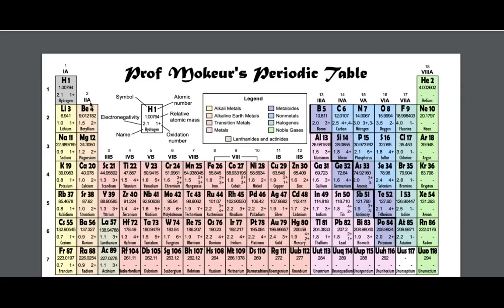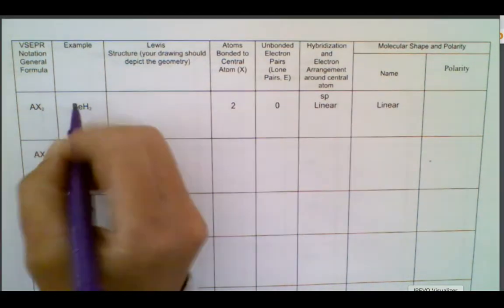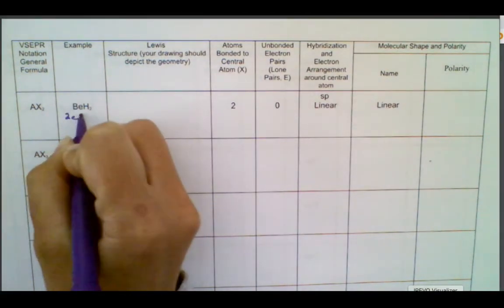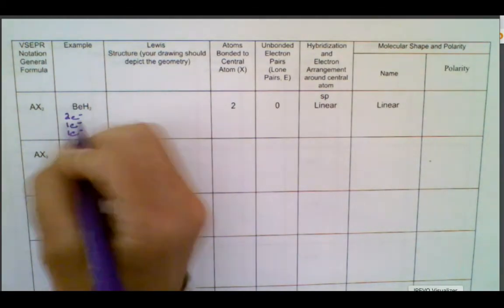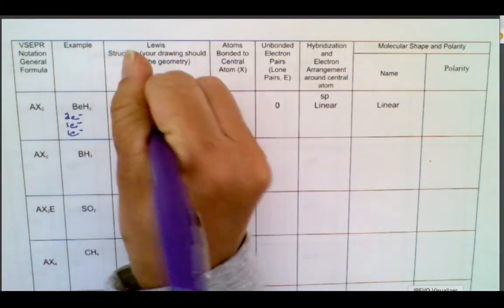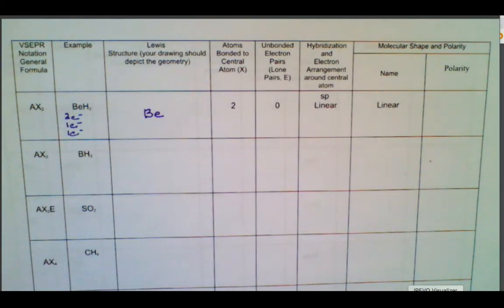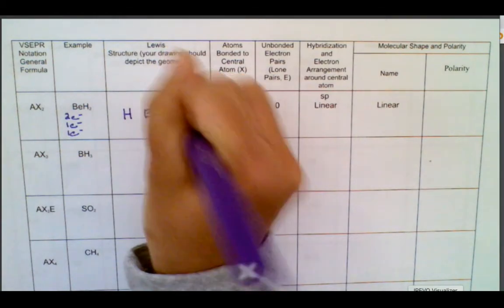So beryllium is in the second family, so it will have 2 valence electrons, and we know hydrogen has 1 valence electron. So as we go back and predict the number of electrons that each molecule has, I know that beryllium has 2 electrons, each hydrogen has 1 electron, and there are 2 of them. So in total, I have 4 electrons that I'm working with. I'm going to put beryllium in the middle. And beryllium is one of our exceptions to the octet rule. So beryllium is content with 4 electrons.